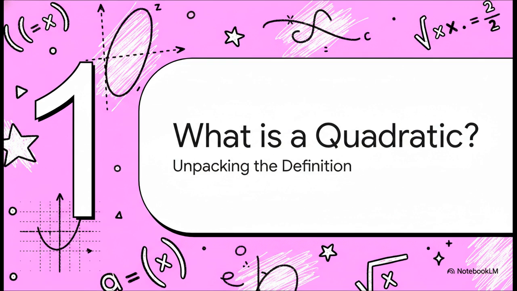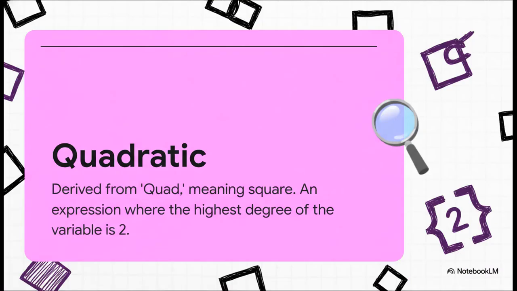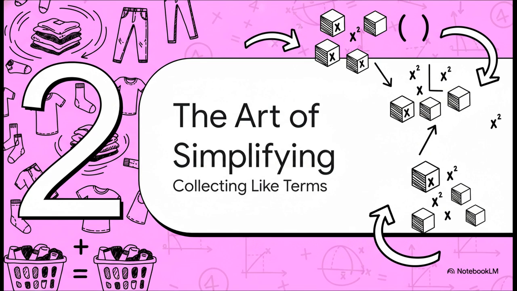Okay, first things first. What in the world makes an expression quadratic? Let's get a really clear definition, because trust me, once you can spot one, you'll start seeing them everywhere, from the arc of a basketball shot to the curve of a satellite dish. The clue is hiding right there in the name. Quad comes from the Latin word for square. So, a quadratic expression is really just any expression where the highest power of the variable is 2. That little squared term, that x squared, that's the signature move of a quadratic. It's the whole show.